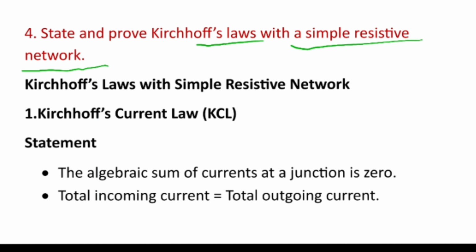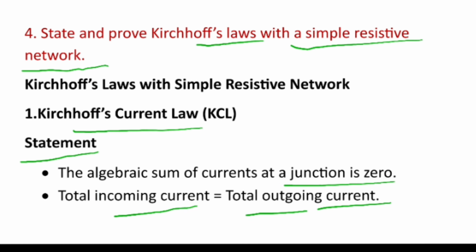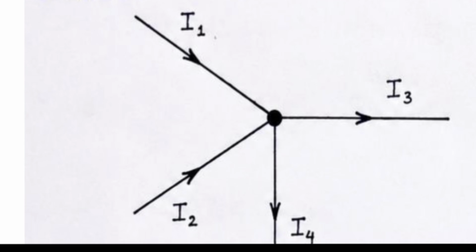Okay. So first, Kirchhoff current law, KCL. What is the statement of that? Algebraic sum of the current at a junction is 0. So total incoming current will be equal to total outgoing current. This is the diagram which represents Kirchhoff current law. Total incoming current will be equal to total outgoing current. This is the junction point.